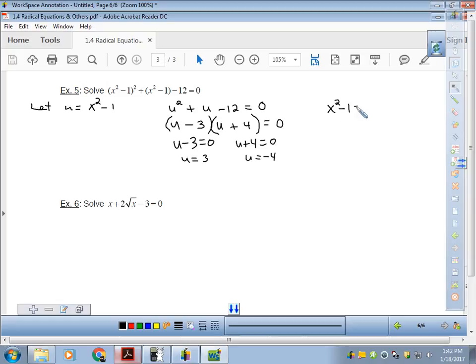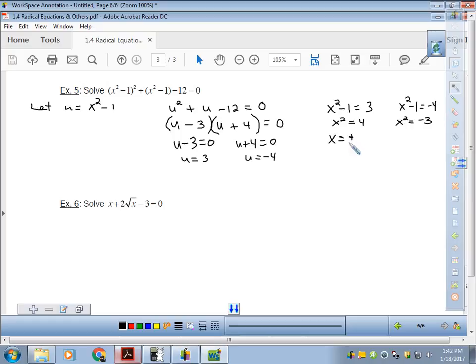That's x squared minus 1 equals 3, and x squared minus 1 equals -4. And then we just need to solve those. Add the 1 across, x squared equals 4. Here, add the 1 across, x squared equals -4 plus 1, which is -3. Then we can get rid of the square by taking a square root.